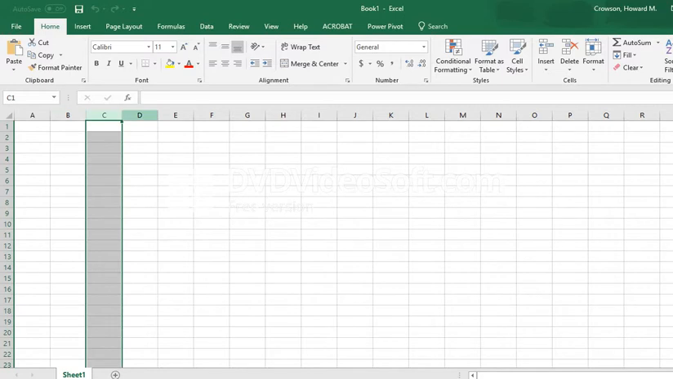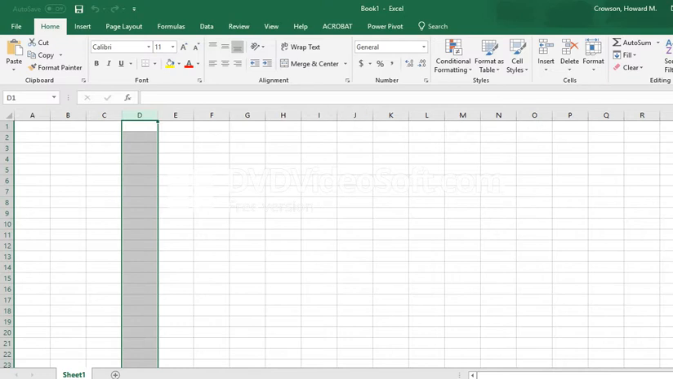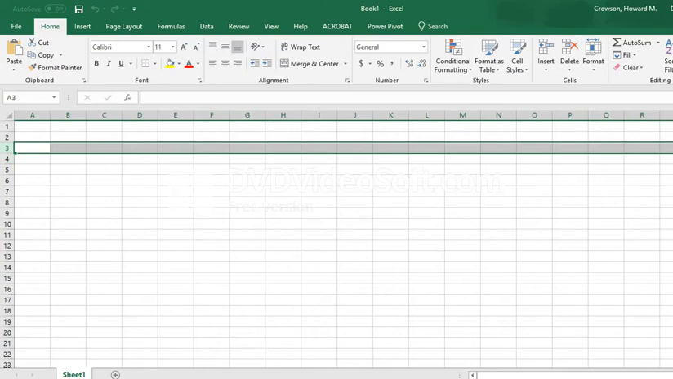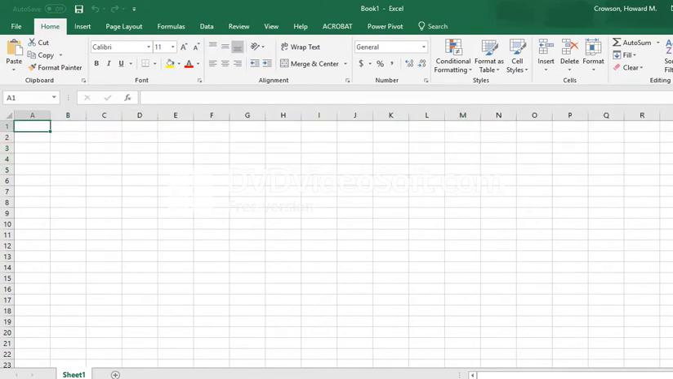you have column headers. So you've got A, B, C, D. And so these letters are essentially reflecting columns. And then on the side over here, you've got these numbers reflecting rows. So you've got row 1, row 2, row 3, row 4. So each cell reflects the intersection between a column and a row.